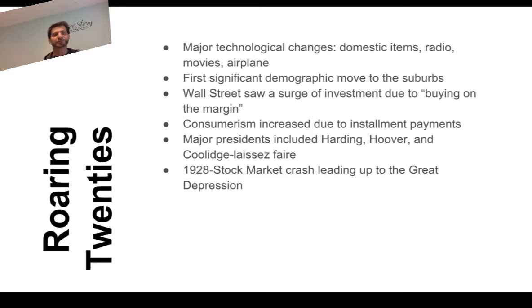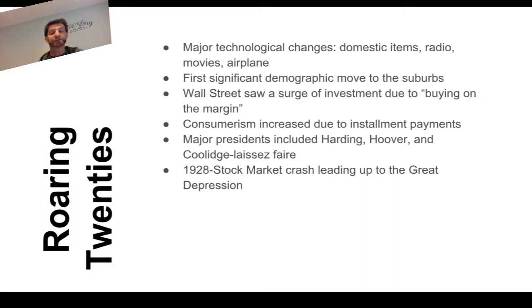So we're actually going to start off with the Roaring Twenties because that sort of sets our contextualization for what happens with the Great Depression and the New Deal. So remember that during the Roaring Twenties, what got the economy going, and usually always happens with business cycles, are major technological changes. In this case, domestic items like the icebox, we might call it the refrigerator, back then it's called the icebox, the radio, movies, and the airplane.